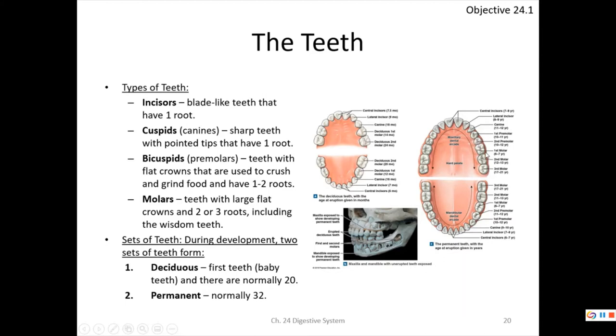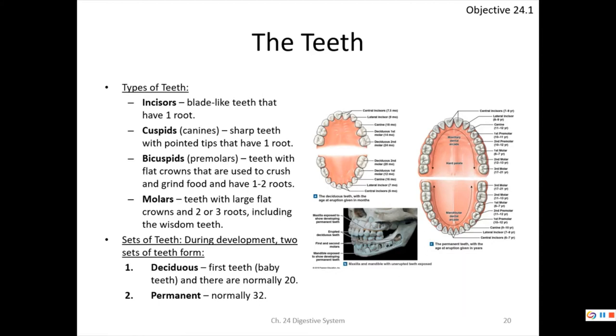Then there are three molars, first, second, and third molar. Third molar is called the wisdom tooth. They are again wide and flat crowns. Now they have two to three roots, whereas the bicuspid has one to two. Molars have two or three roots. Now you actually have two sets of teeth.